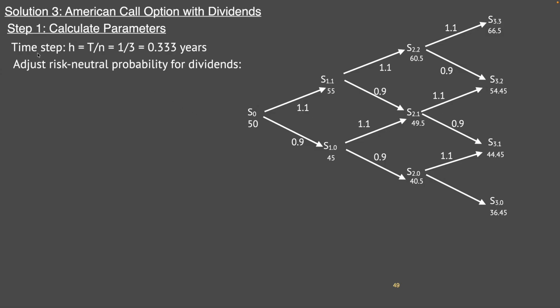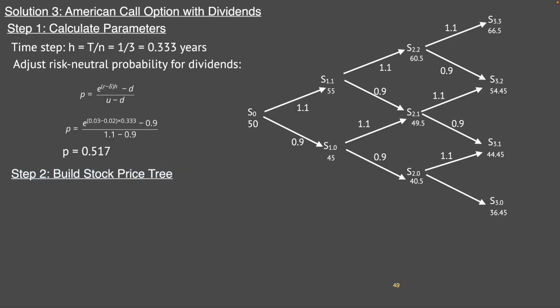So this is how we have done the calculation. Now we have to calculate the risk neutral probability. What is the formula for the risk neutral probability? Small p is equal to e to the power of (r minus delta) h, minus d, divided by u minus d, where delta is the dividend yield. That gives the probability of an up move, 0.517. The probability of a down move will be 1 minus p, that is 1 minus 0.517.